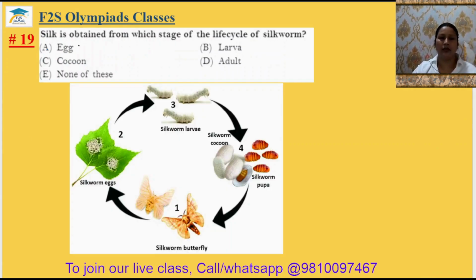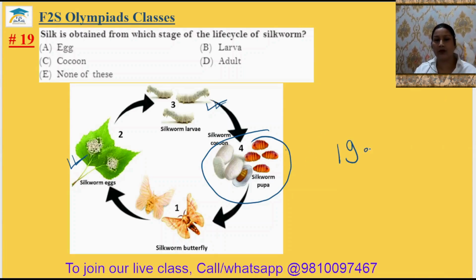Question number 19. Silk is obtained from which stage of the life cycle of silkworm? So we get silk from the pupa stage, this stage. First it is as your egg, then the silkworm larva, and then it is pupa. We obtain silk from the pupa only, or it is known as cocoon also. So 19th answer will be option C.